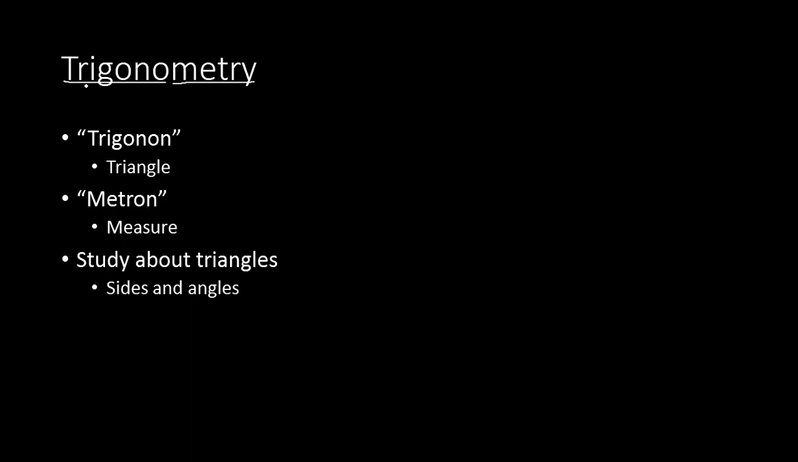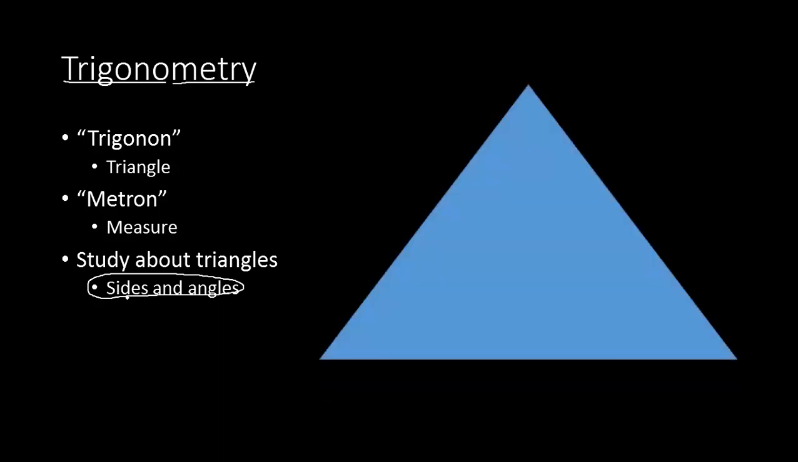We're going to learn more about triangles. And here we have another phrase beneath the statement, the study about triangles, and that is sides and angles. So we're not only going to talk about what a triangle looks like and other basic information about it, but we're going to learn more about its sides and angles. This is the visual aid of what a triangle looks like.